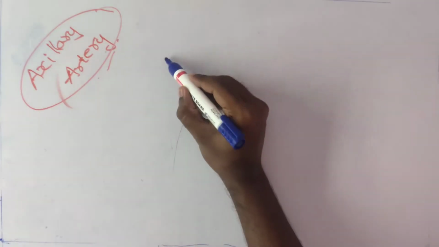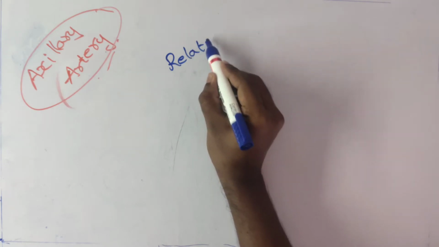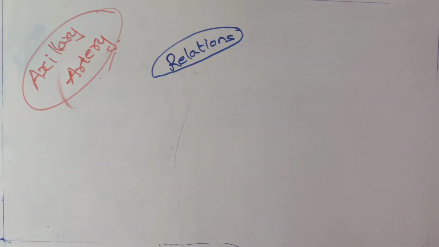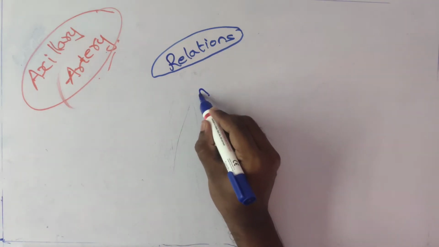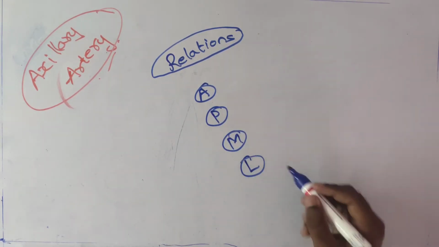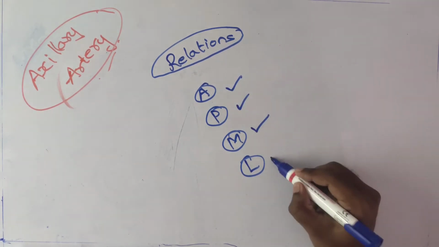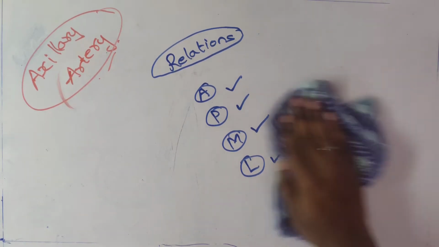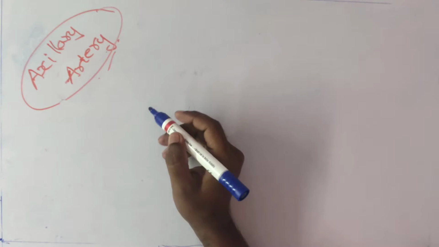Now coming to the relations of the axillary artery. Relations are very complicated to remember in this question, so I will make it simple. There are anterior, posterior, medial and lateral relations. These are the 4 relations, and there are 3 parts, and each part has 4 relations.